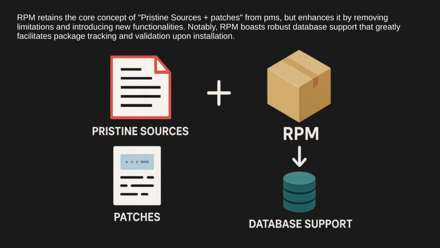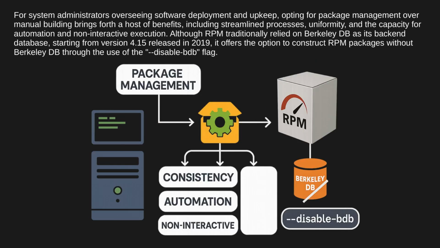RPM retains the core concept of pristine sources plus patches from PMS, but enhances it by removing limitations and introducing new functionalities. Notably, RPM boasts robust database support that greatly facilitates package tracking and validation upon installation. For system administrators overseeing software deployment and upkeep, opting for package management over manual building brings forth a host of benefits, including streamlined processes, uniformity, and the capacity for automation and non-interactive execution.